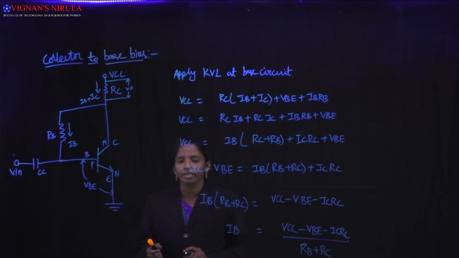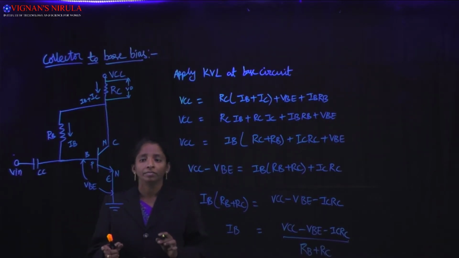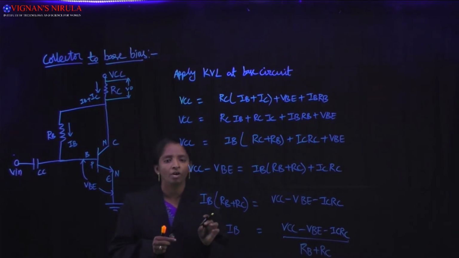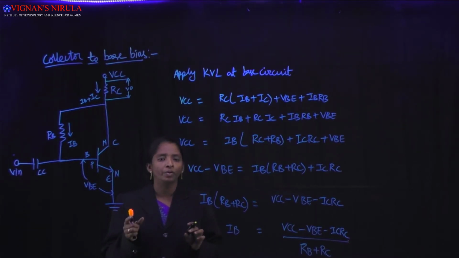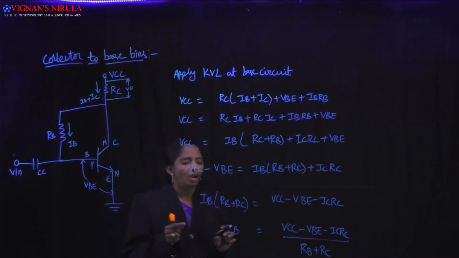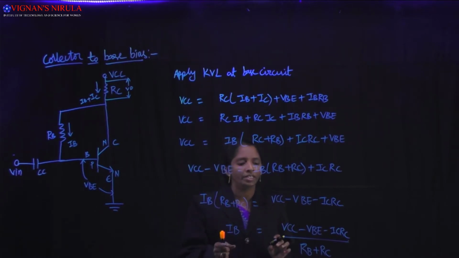Here from this circuit the input current is IB and the output current is IC. Input voltage is VBE and output voltage is VCE. We have to fix the operating point for the output voltage VCE and the output current IC. Now we have to differentiate the above equation.